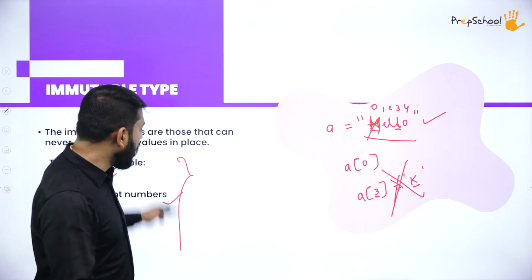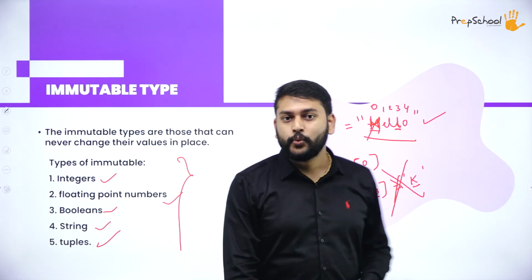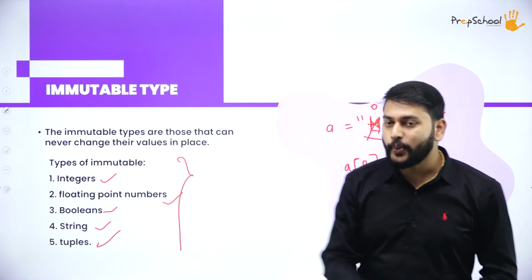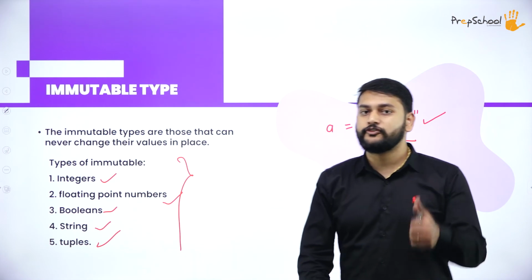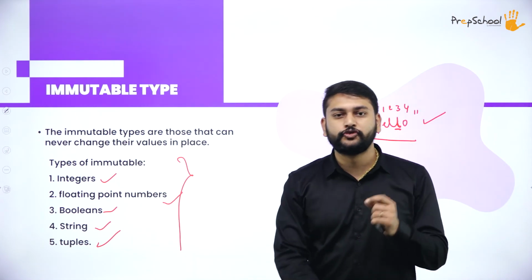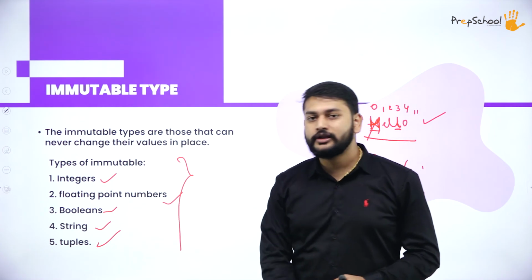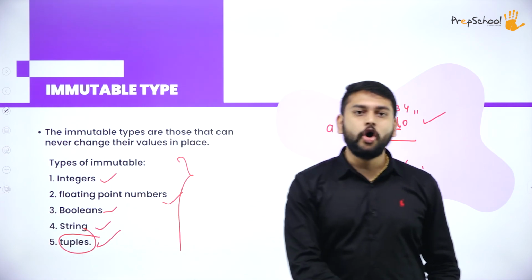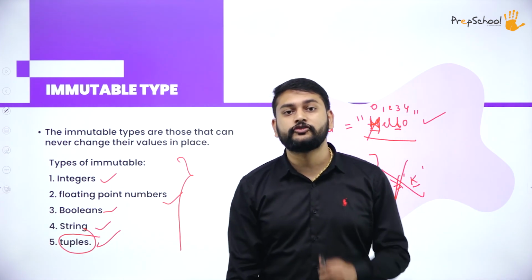So this is the reason that I call string an immutable data type. The same thing happens for all the data types which do not allow me to replace the value in the same memory location. That's why I have listed all these. The first one is integer, the second is floating point, the third is boolean, the fourth is string, and the last one is tuples. All of these come under the category of immutable.